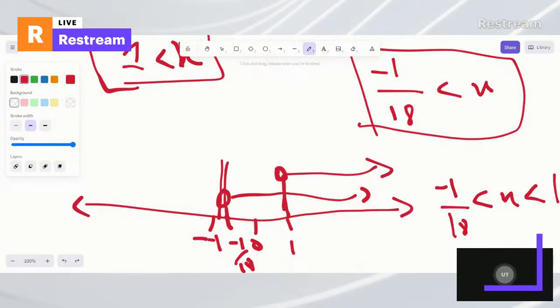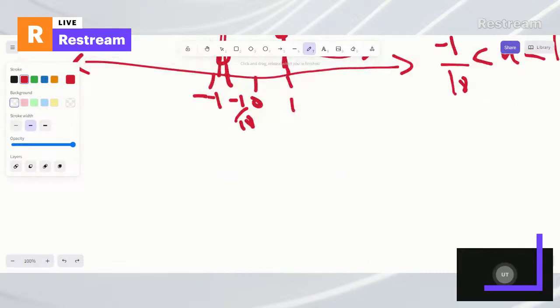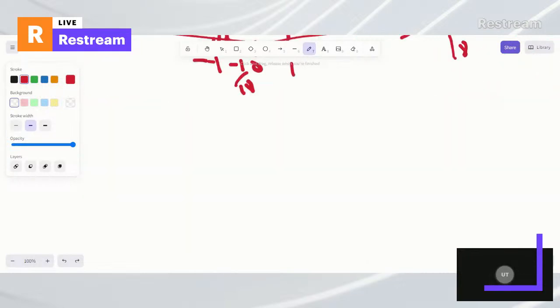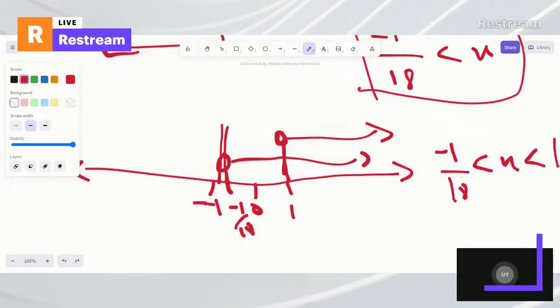Do you understand this? Is there any question? If you have any question, kindly let me know.